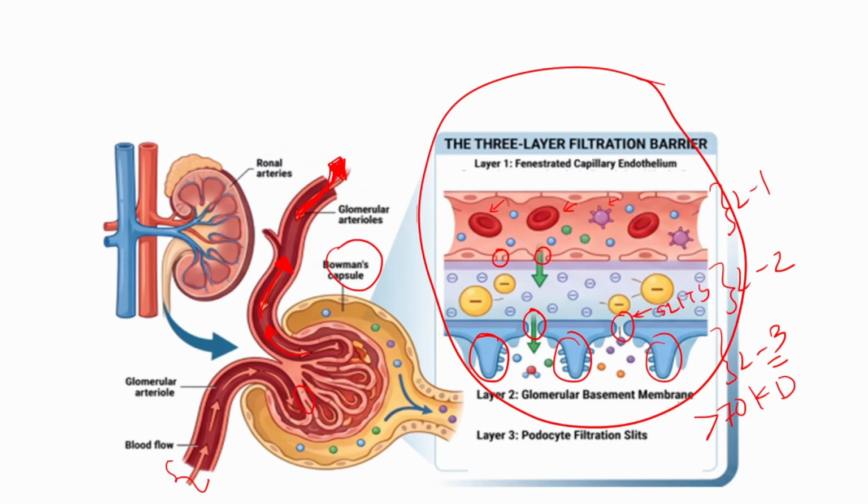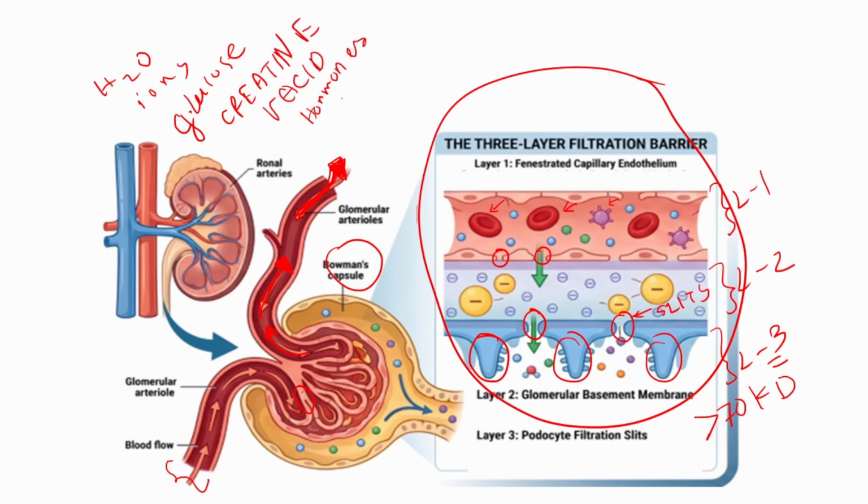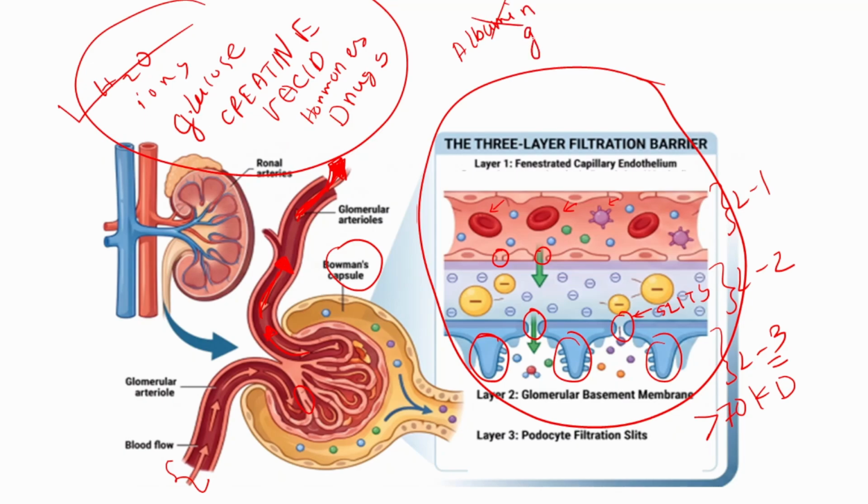On the pass list of freely filtered substances, we place water, ions, glucose, creatinine, uric acid, small hormones, and unbound drugs. On the excluded list of non-filtered substances, we place large serum proteins like albumin and globulins, RBCs, WBCs, and platelets. Also, we will exclude any large plasma protein bound substances.